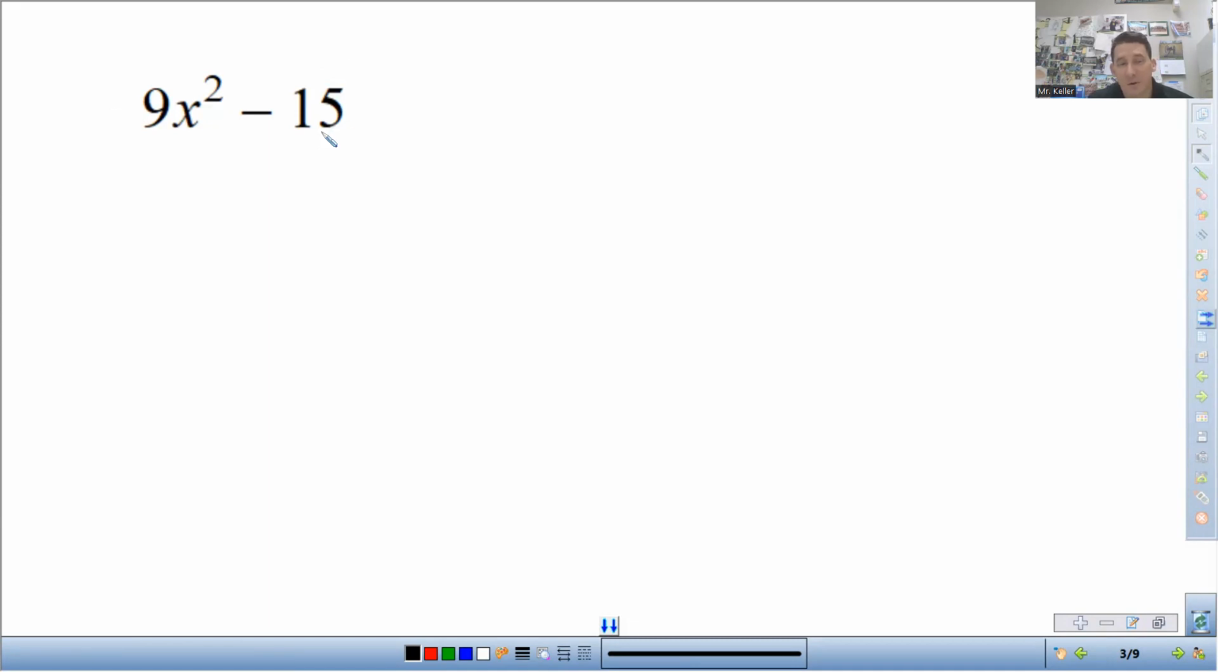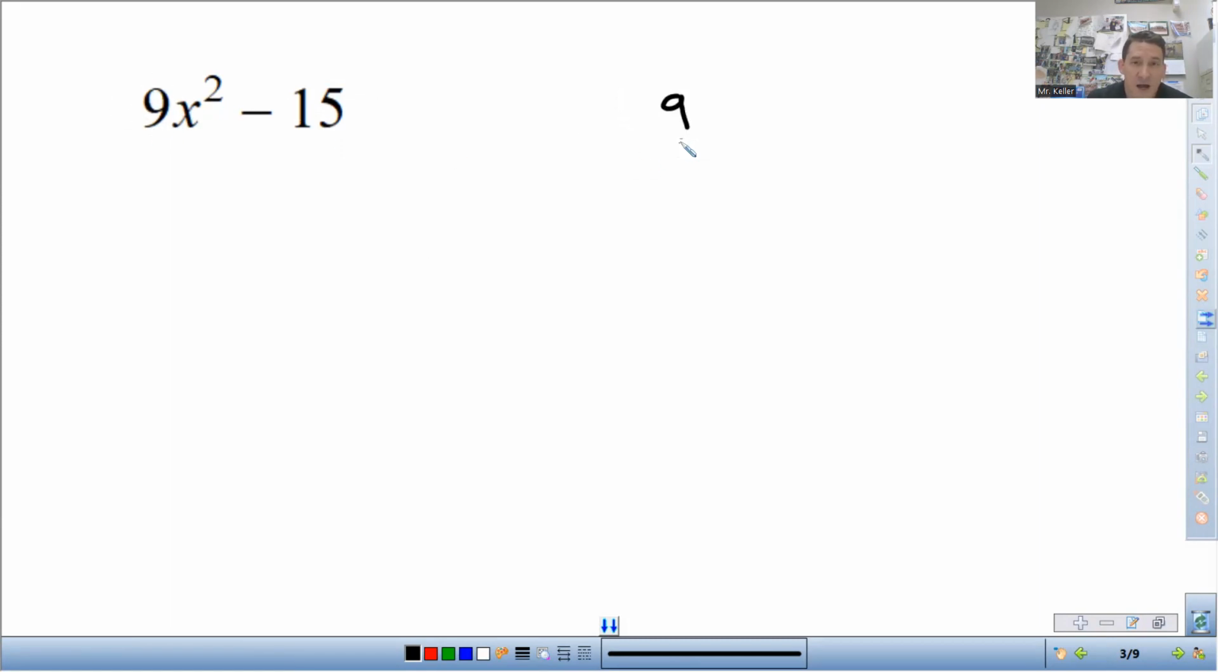You have done this before. We've done it in class before. It's similar to reducing fractions. You're trying to find the largest thing that divides both 9 and 15, or 9x squared and 15. A lot of you can do it in your head. That's fine. If you don't do it in your head, what you're going to want to do is a factor tree on the numbers.